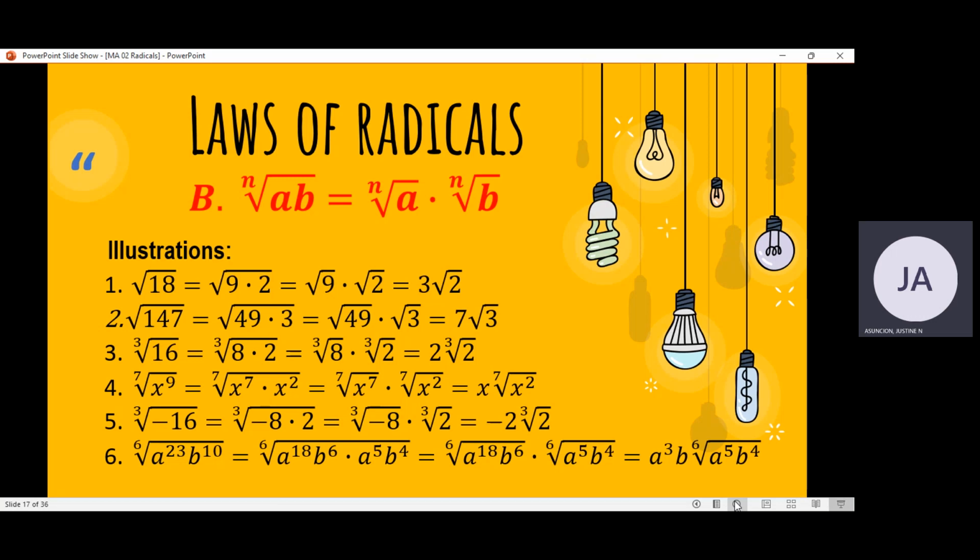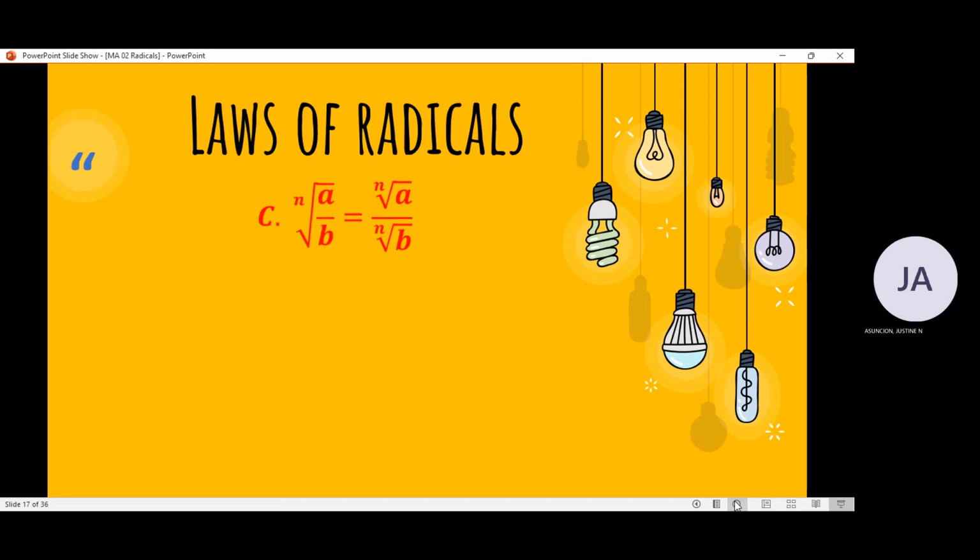Okay, so all you need to do is divide the exponents by the index. So that's 18 divided by 6, which is 3, and then 6 divided by 6, that's 1. So we have a cubed b, and then the sixth root of a raised to 5, b raised to 4. So the sixth root of a raised to 23, b raised to 10 is equal to a cubed b, sixth root of a raised to 5, b raised to 4.